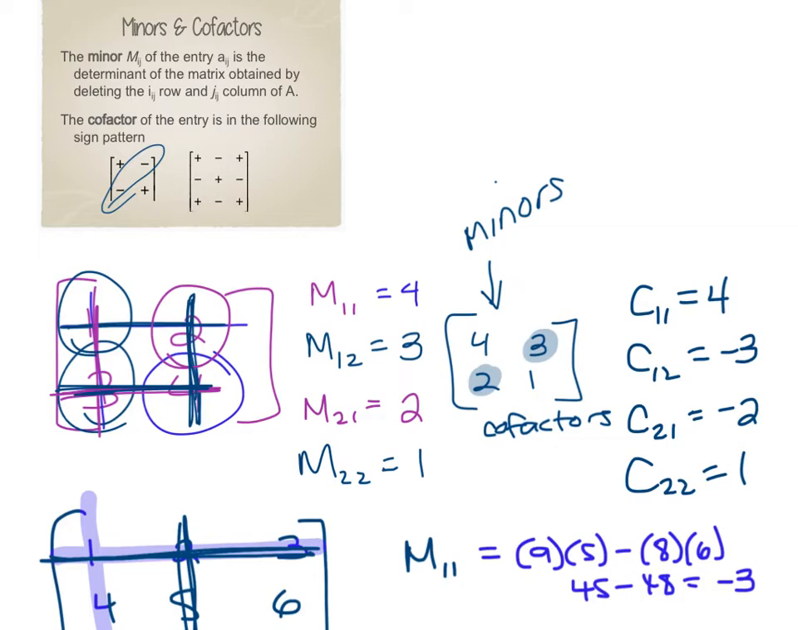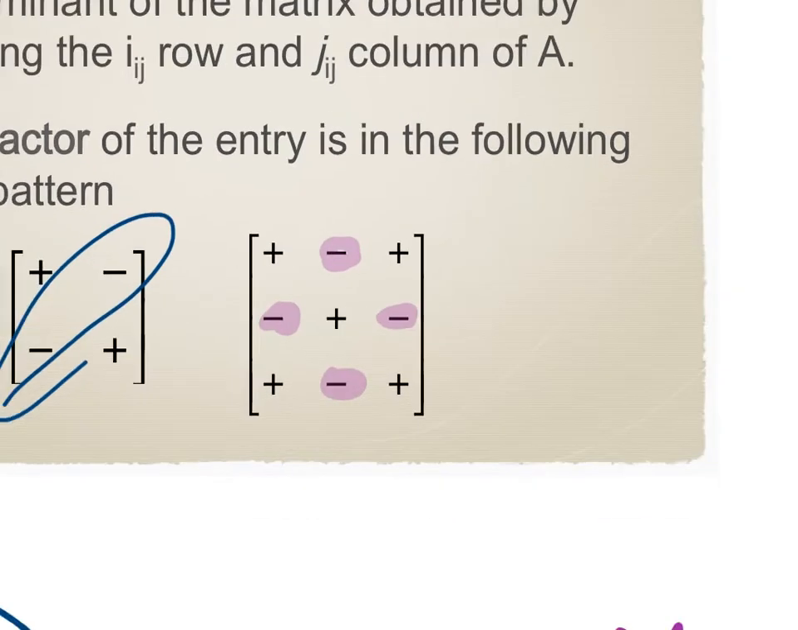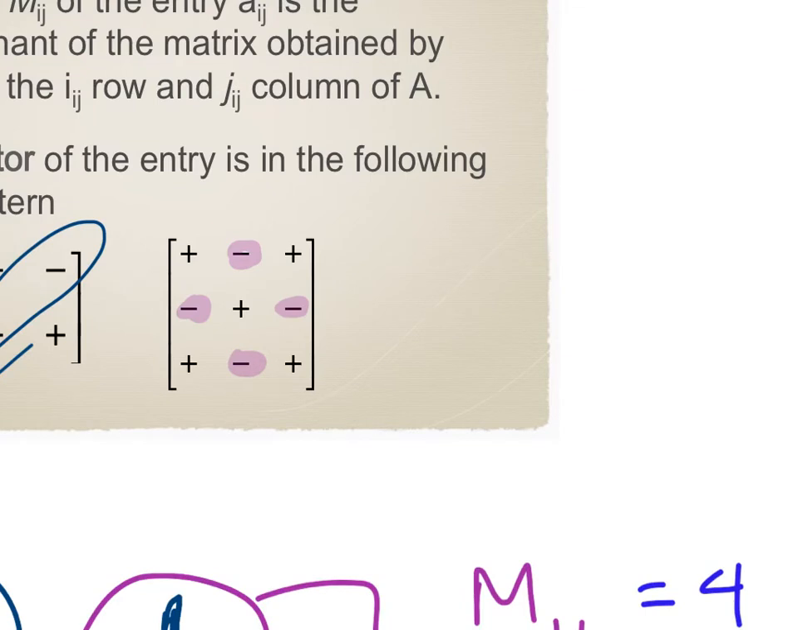Okay, and then for a 3x3, the ones that are in that north, south, east, west location are the ones that change signs. So let's say after I found my minors, it was 1, 2, 3, 4, 5, 6, 7, 8, 9, in that order. Then starting with the second one, every other one is what you change signs on. So it would be row 1, second column, row 2, first column, row 2, third column, and row 3, second column.